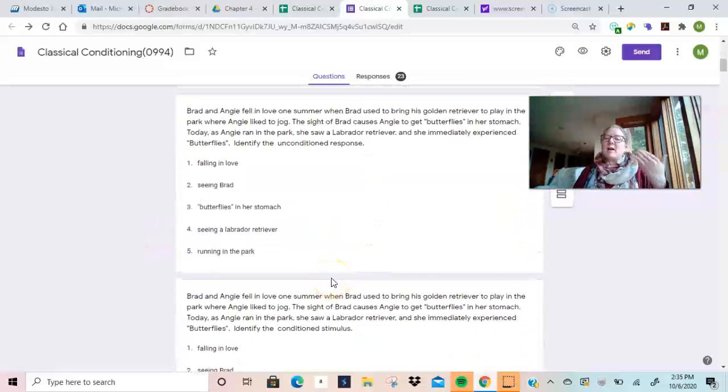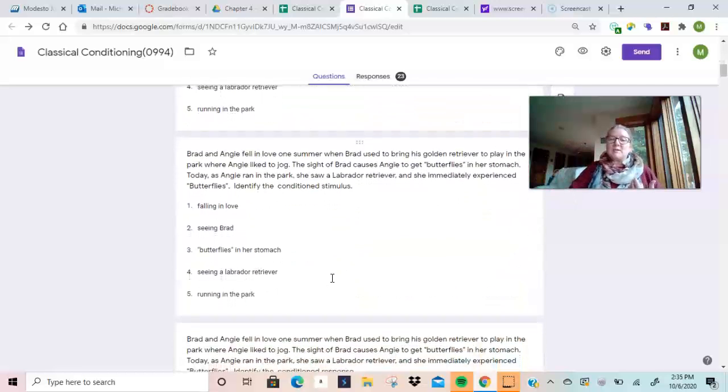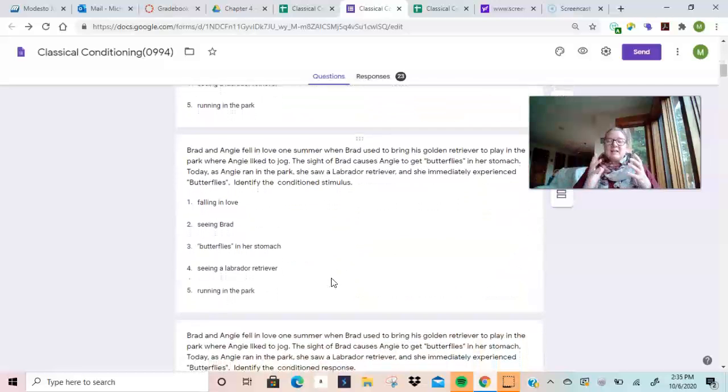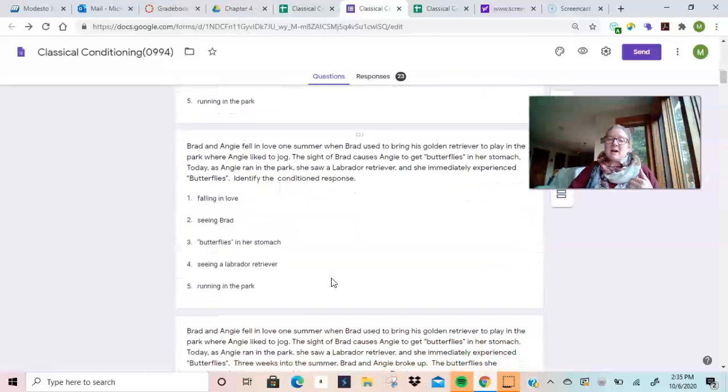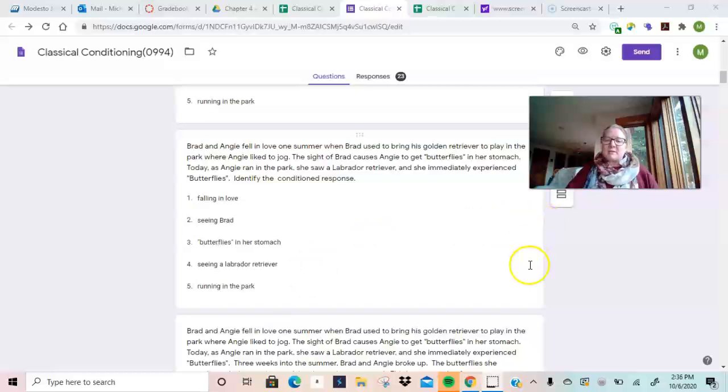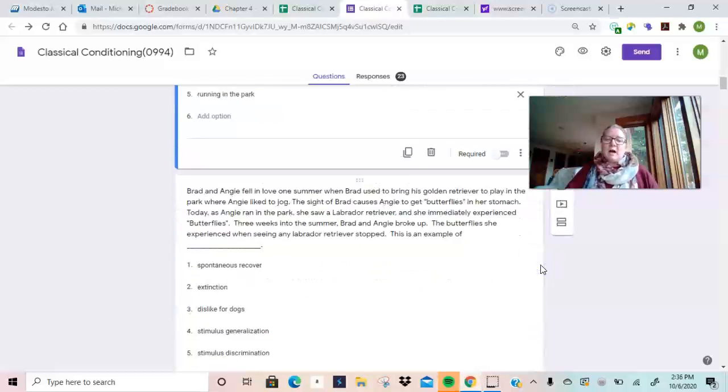And remember, whatever our unconditioned response is going to be is the same as the conditioned response, okay? That brings us to the conditioned stimulus. Now, this is something that goes along with something that hasn't been trained. The Labrador, right? So the Labrador retriever would be the conditioned stimulus, and the conditioned response, again, butterflies in her stomach. I went over that one kind of fast, but let's go on.